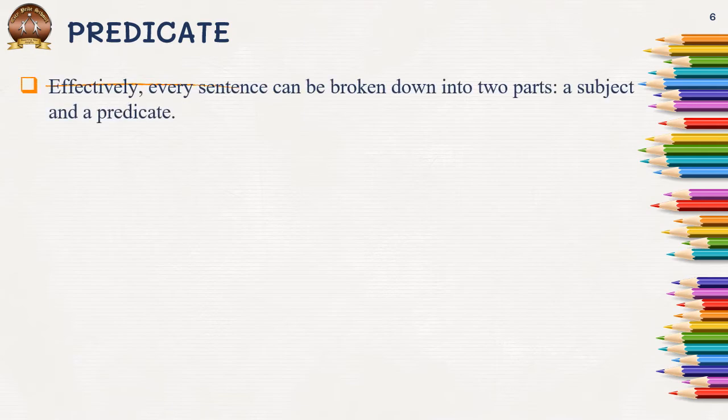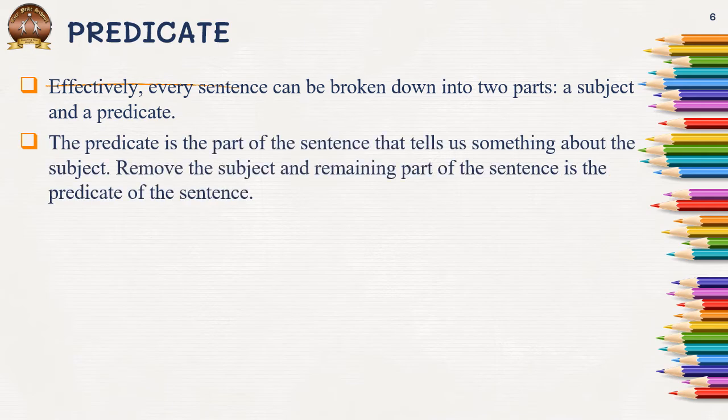Now, let's come to the predicate. Effectively, every sentence can be broken down into two parts. As I already told you, there are two parts of a sentence: one is the subject and the other is the predicate. The same thing is being repeated here. Now, let's understand what a predicate is.